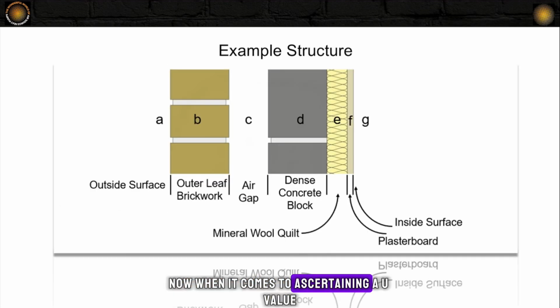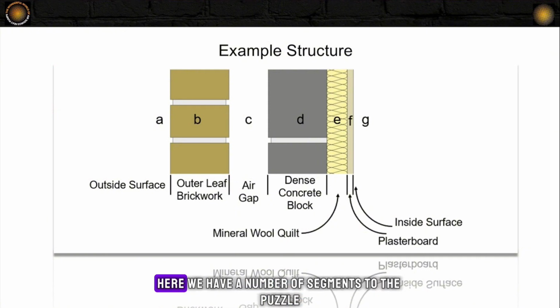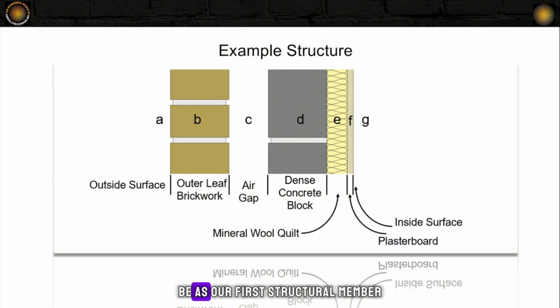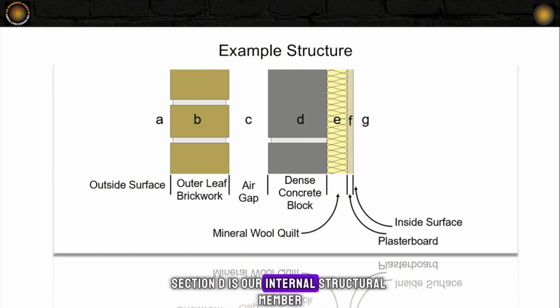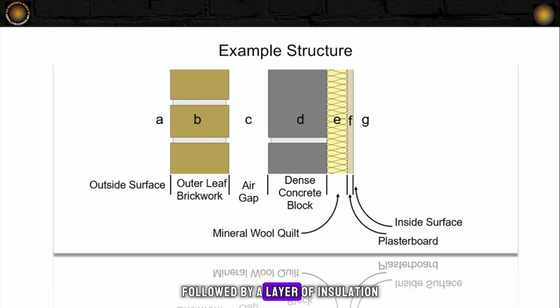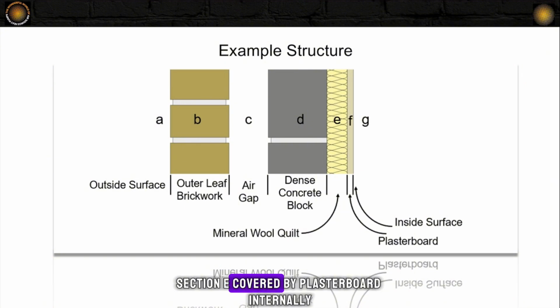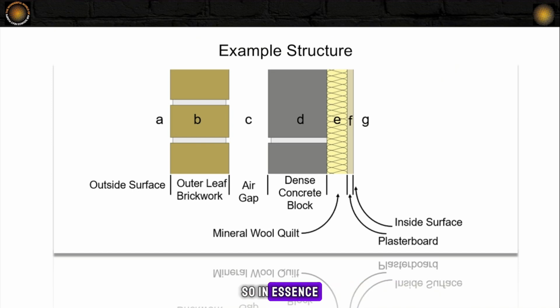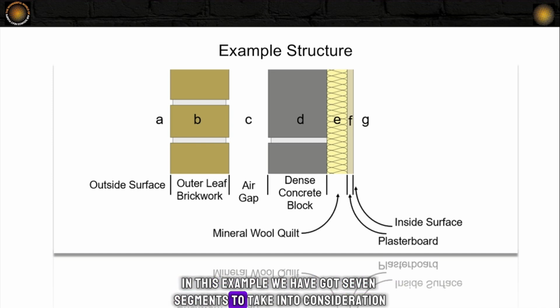Now, when it comes to ascertaining a U value, look at our example structure here. We have a number of segments to the puzzle. We have segment A, which is the outside surface on the left. B is our first structural member, which in this instance is outside brickwork. We then have an air gap or a cavity, section C. Section D is our internal structural member, which is, in this example, dense concrete block, followed by a layer of insulation, section E, covered by plasterboard internally, section F, and then G is the inside surface. So in essence, in this example, we have got 7 segments to take into consideration.